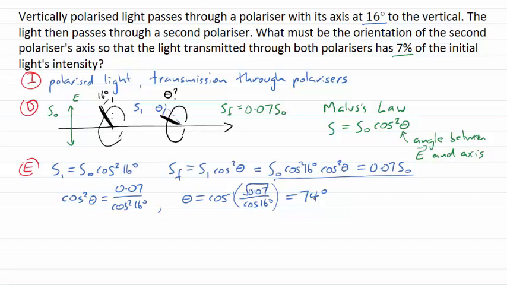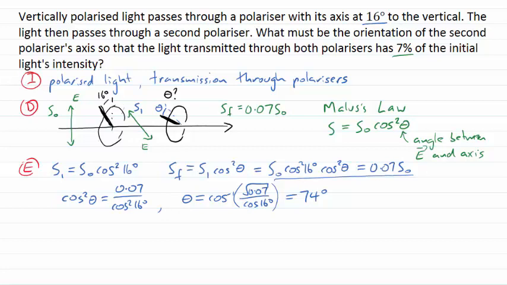Now importantly, that's 74 degrees between the initial direction of this electric field, which is of course the same as the axis direction of that first polarizer, because the polarizer absorbs all of the electric field that's at right angles to it, and only transmits electric fields parallel to the axis. So the electric field of the light after the first polarizer is aligned with the axis of that first polarizer. And so this 74 degrees that we've just calculated is the angle between that 16 degree from the vertical direction and the axis of the second polarizer.